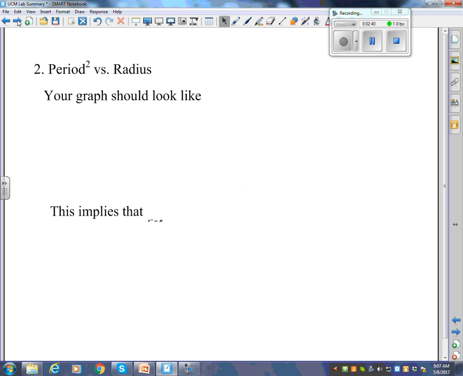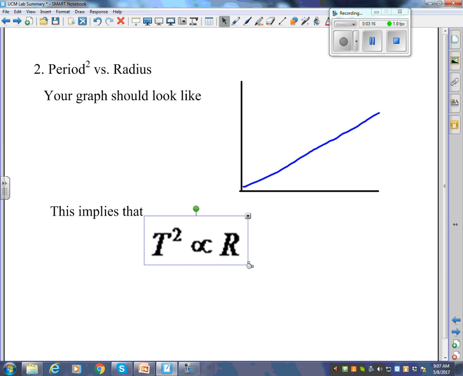What about period squared versus radius? What did you find? In part B, as you adjusted the length of the circle, the radius, what happened to the speed? As the circle got longer, the speed should have got slower. And when the speed gets slower, the period goes up, right? So as the radius went up, the period should have gone up, and you should have gotten a straight line graph. And so those of you who are still in the process of doing this lab, that's the graph you should see. This tells us that period squared is proportional to r. As the radius goes up, period squared goes up.